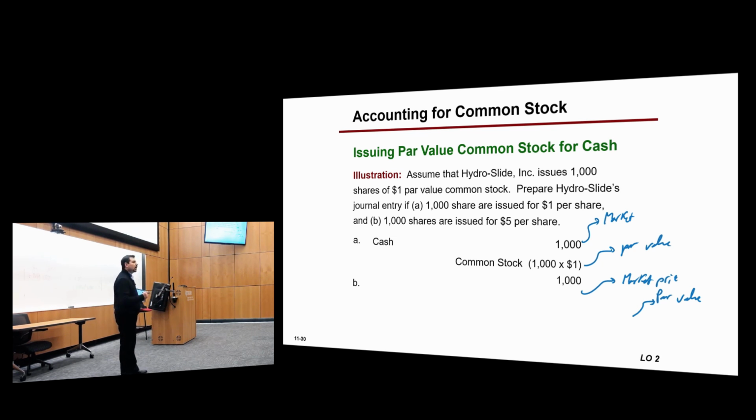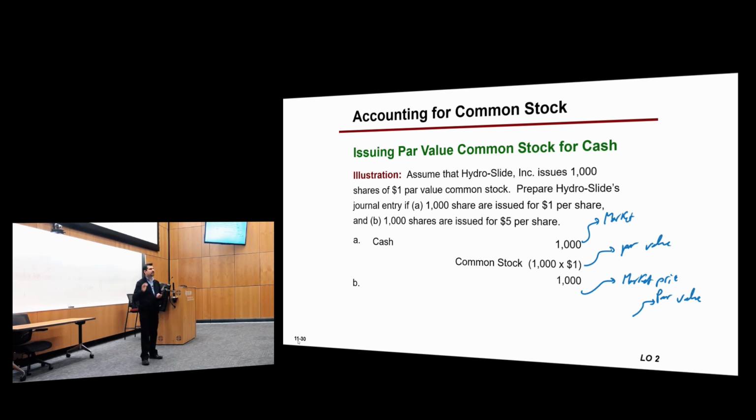So, issuing stocks for cash, the company will debit cash, based on the market price. This is how much they actually sold those stocks. They will credit common stock par value. If it has par value, it will be credited. If it does not have par value, the company will credit what? Basically, if it has par value, the company will credit common stock par value.